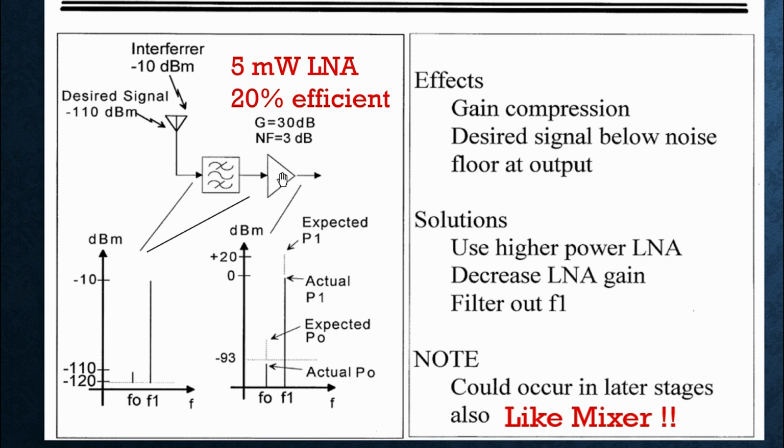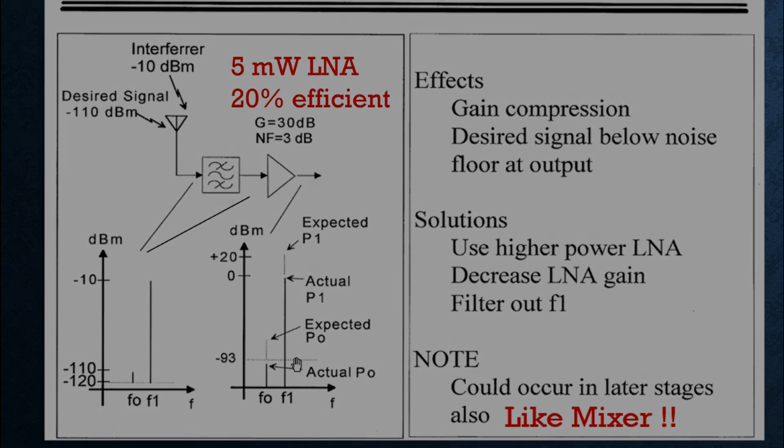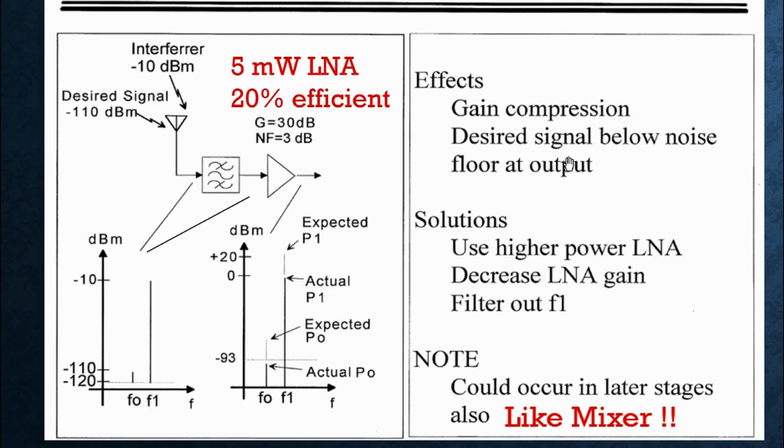And finally, this amplifier generates some of its own noise. There's not just noise coming into the antenna. All electronics generates their own thermal noise, and so that's coming out at about minus 93 dBm. I'm not going to go into the details on that, but the point is the actual output power that we get from the desired signal is now below the noise floor, and we're just not going to hear it. So that's what we're saying right here.